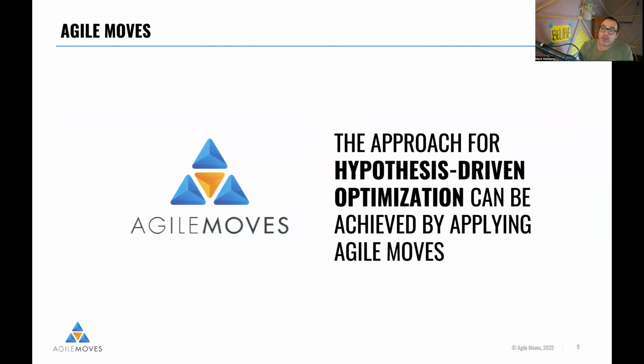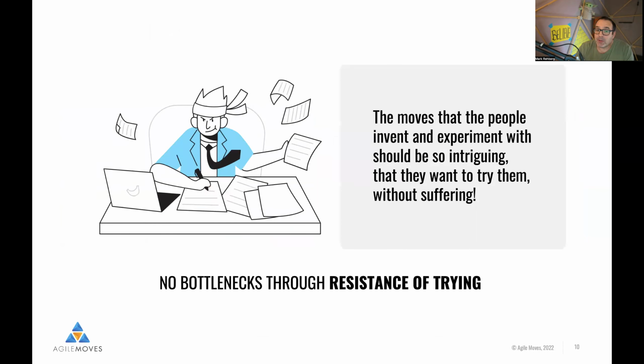How can we do this? The approach for this hypothesis-driven optimization is achieved by applying the Agile Moves. The Agile Moves are something that we have been experimenting with for the last 10 years, where we try to get people to find their next move. We call them moves. They are so intriguing that people really want to try them, that they really want to do them, without suffering anymore because they have to do something they don't want to do. No bottlenecks through resistance to trying. You have to try something so that you learn something. And this is the approach with the Agile Moves in the dynamic agility framework.